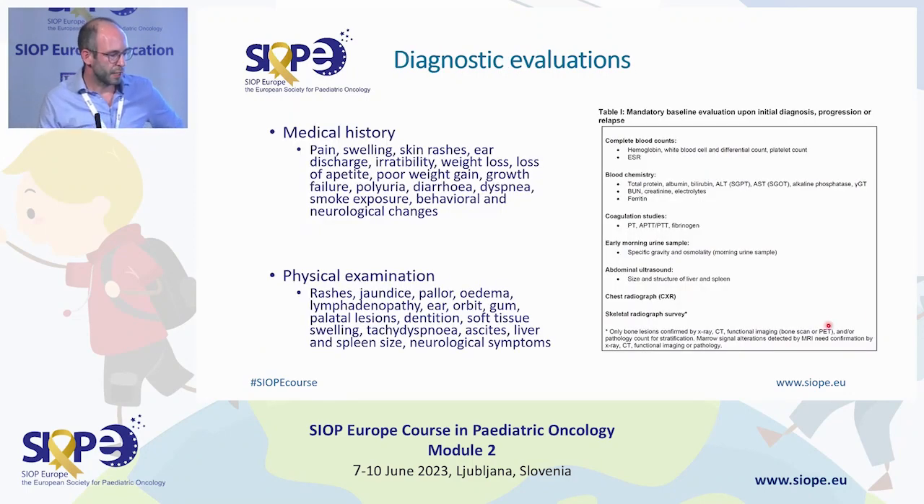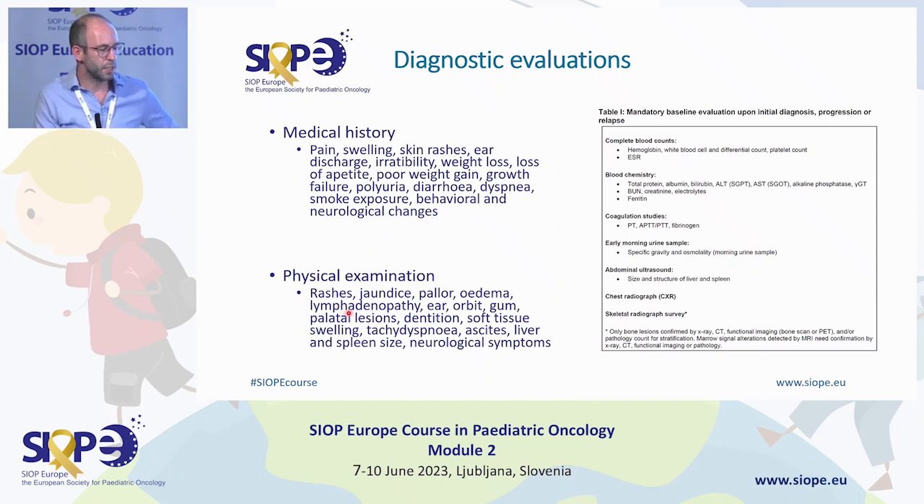So what are the diagnostic evaluations when we have a patient with LCH? In medical history, we ask for pain, swelling, skin rashes, weight loss, loss of appetite, urine rate. We always ask for polyuria because of the risk of diabetes insipidus, diarrhea, dyspnea, smoke exposure. LCH is accompanied by smoking, social behavior and neurological changes.